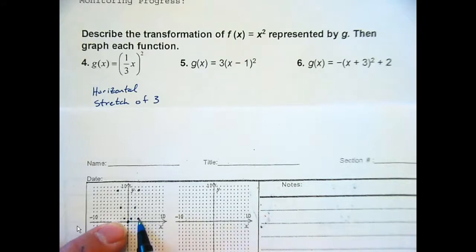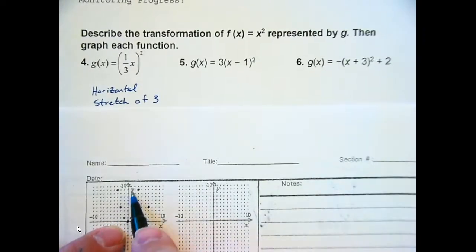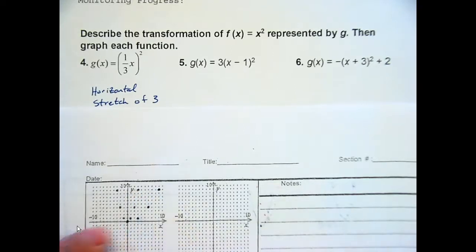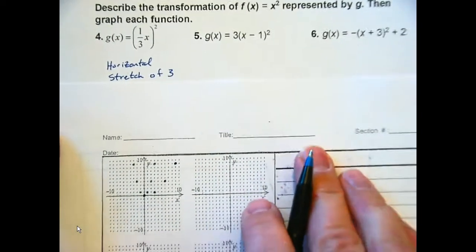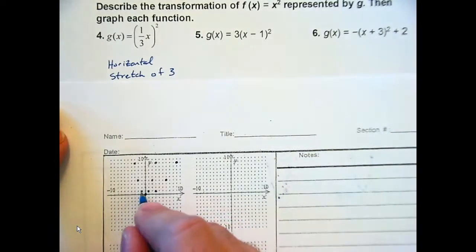Okay, so I'm stretching it 3 units. If this is 2 units from the y-axis, I'm stretching it 3 times 2, which is 6. 2, 4, and 6. Okay, and this point is how far from y? 3, which means I am going to stretch it 3 times 3, or 9. Notice my parabola is getting wider. And then we've got the same thing on this side.